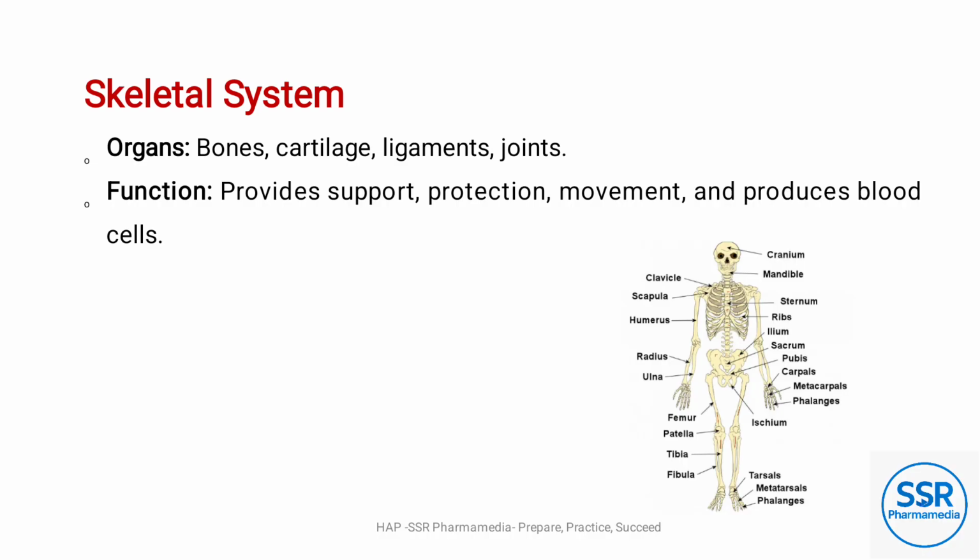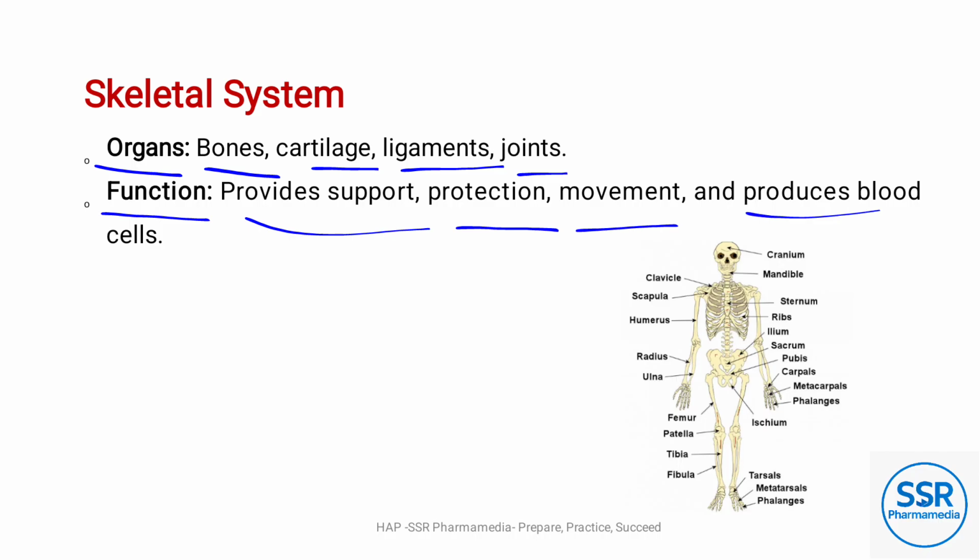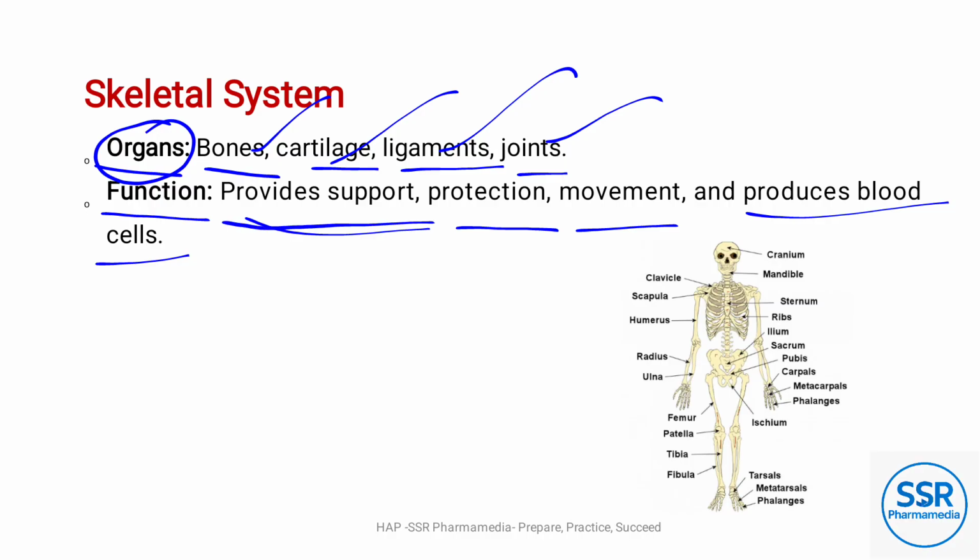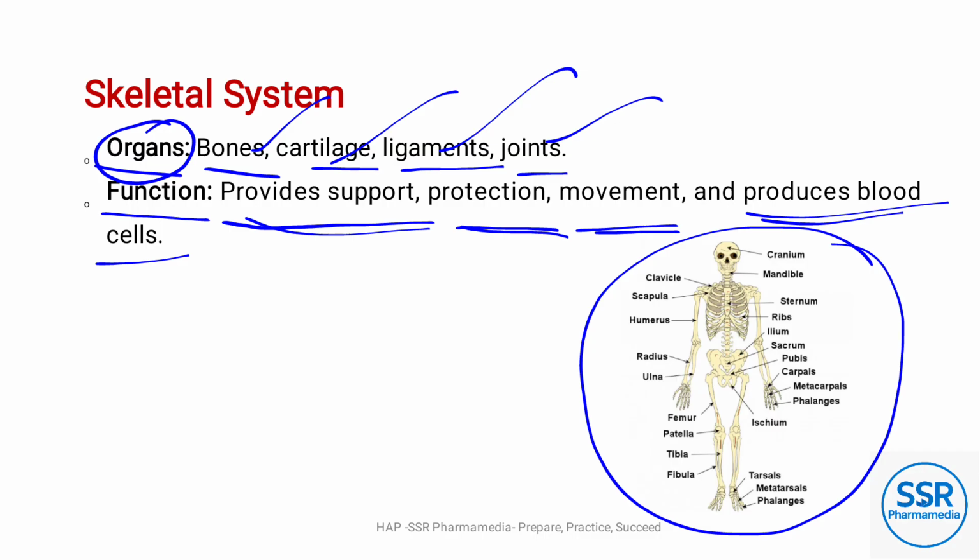So, skeletal system organs: bone, cartilage, ligaments, joints. Functions: provide support, protection, movement and produce blood cells. So, the skeletal system organs are bones, cartilage, ligaments, joints, and the functions of these organs are to provide support, protection, movement and produce blood cells. So, read the skeleton from cranium to phalanges. There are several bones.